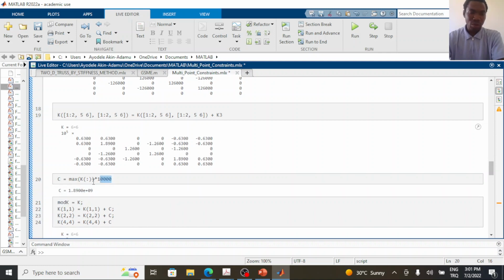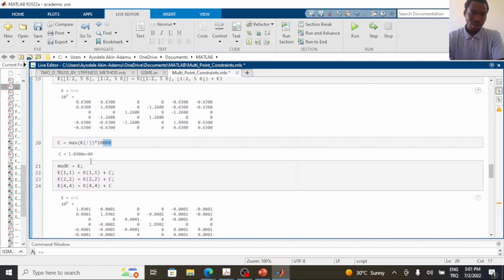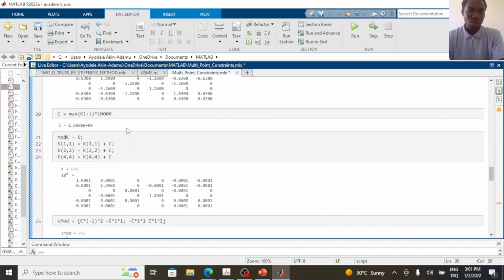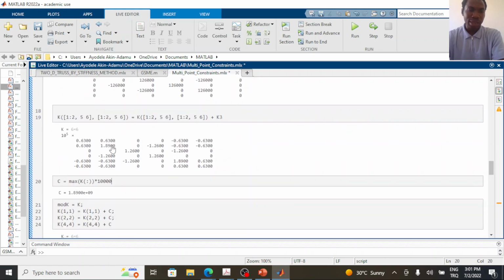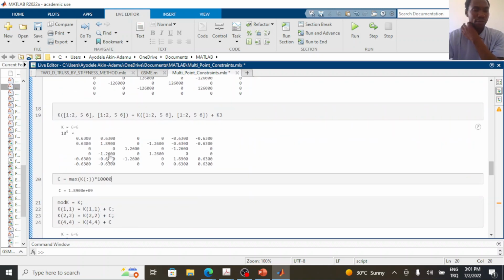So for this max function, what we just need to do is to input the K global stiffness matrix. We write it in this format, K open bracket dot dot dot, multiplied by 1,000. So you run this code, our C is defined as 1.8900 times 10 to the power 9. So this is the stiffness we use to modify our global stiffness matrix. So this stiffness, we need to add it at our support degree of freedom.